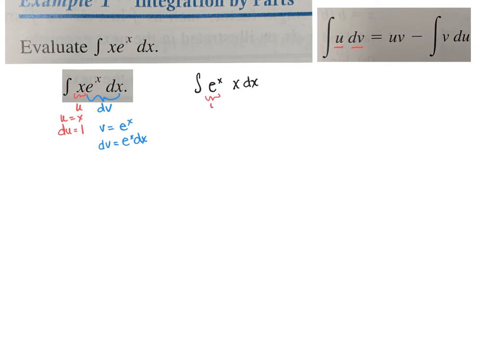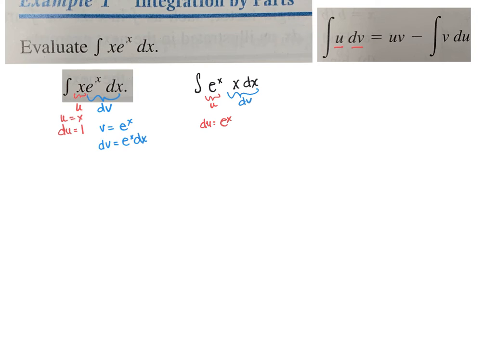Let's say this is my u, and let's say this is my dv. Okay? So then what would my du be? Well, that would just be e to the x, right? Derivative of e to the x is just e to the x times derivative of x, which is 1.